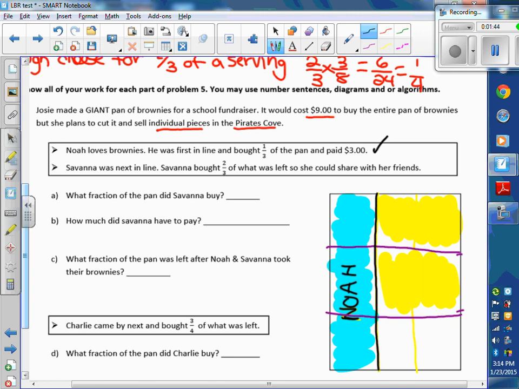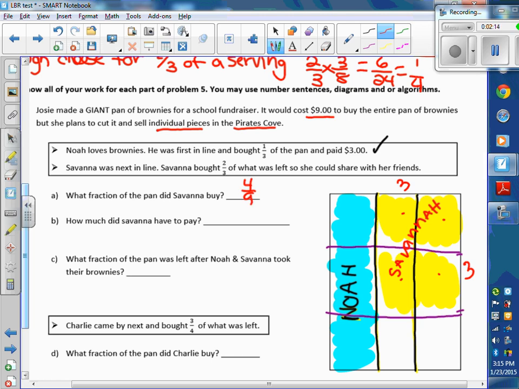So this time, which part is the back of this question? That side. Yep. Okay, so Savannah buys 2/3 of what is left. Do you see that? So Savannah is all of this. So she has 1, 2, 3, 4 parts out of 9. So Savannah buys 4/9 of the pan.